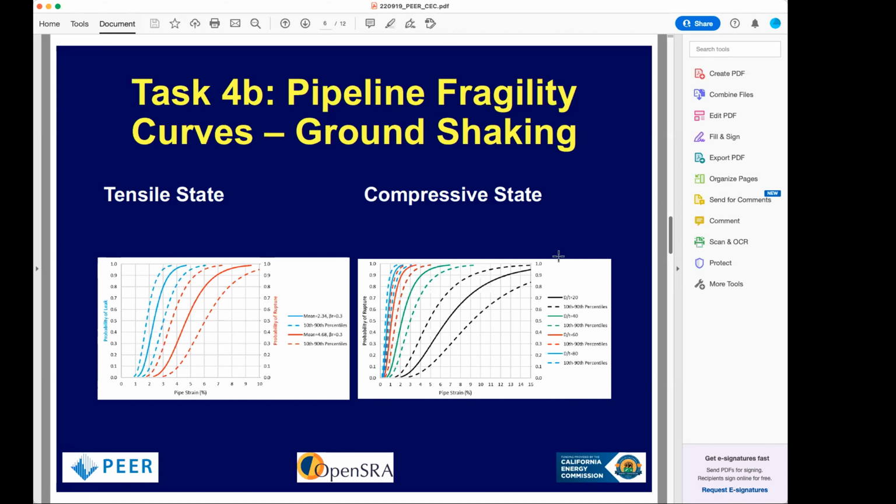If you then look at the compressive state, this then becomes a function of the diameter of your pipeline divided by the thickness of the pipeline. So here we've just sampled a couple of those parameters. So all of these get combined within OpenSRA. And if you don't want to look at these, you don't have to. You can just input the few bits of information about your pipeline and then hit run, and all of this will happen for you.